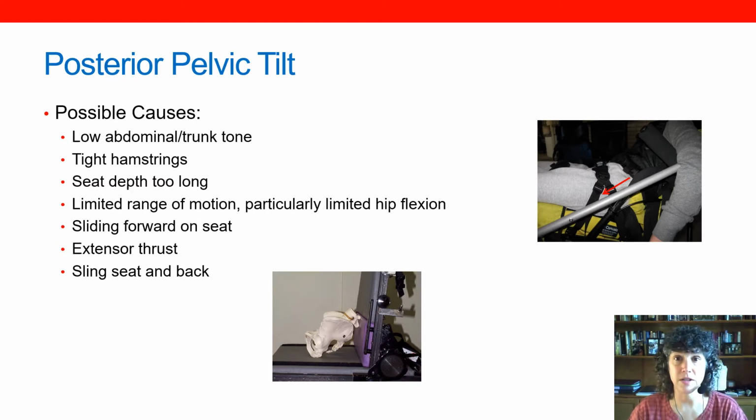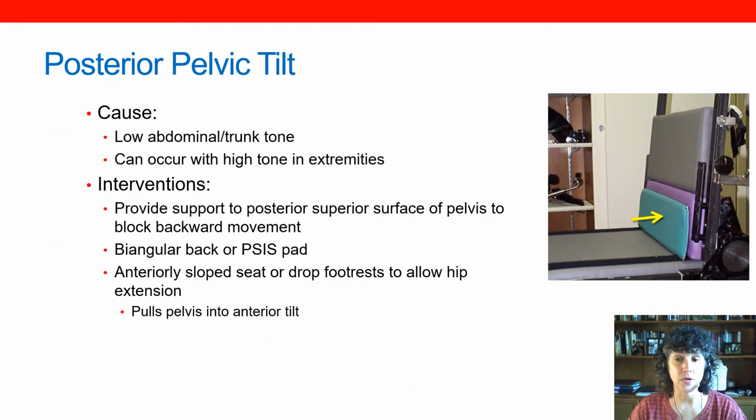The seat depth might simply be too long, regardless of someone's muscle tone. There may be limitations in range, particularly in hip flexion. The client may slide forward on the seat or actively thrust. And if this person happens to be on a sling seat and back, well, it's pretty hard not to sit in a posterior tilt within those surfaces. So let's start with people who have low tone in the trunk, and it could be that gravity is just causing everything to collapse. Again, this can occur even in clients who have very high tone in their extremities.